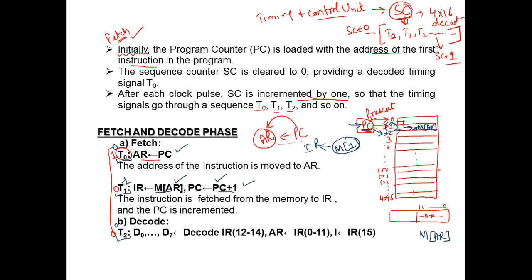So when the T1 clock pulse is active, at this point of time, two different operations will take place. One is that the memory content addressed by the address register is taken into the instruction register, and the second is that the value of the program counter is incremented by 1. So these two clock cycles will lead to the fetching of the data. Then after that, the instruction is fetched from the memory to the instruction register, and the program counter is also incremented.